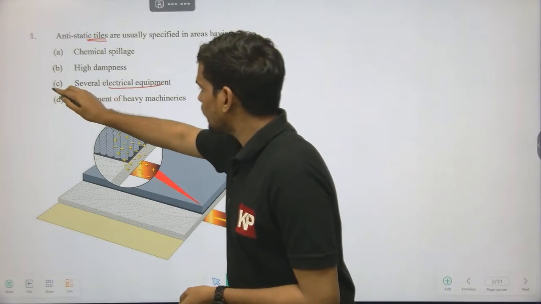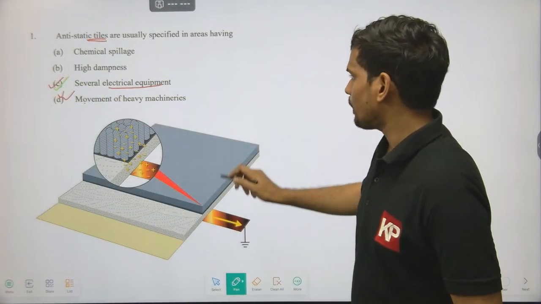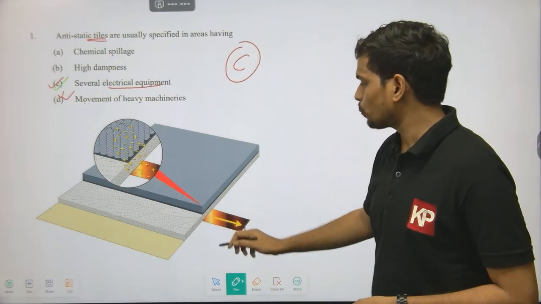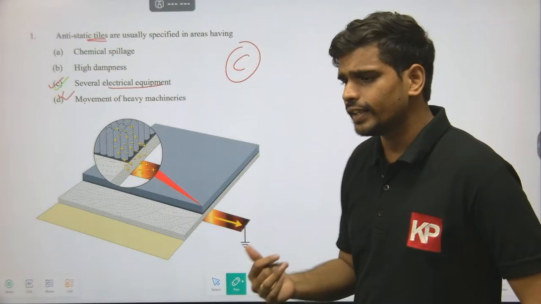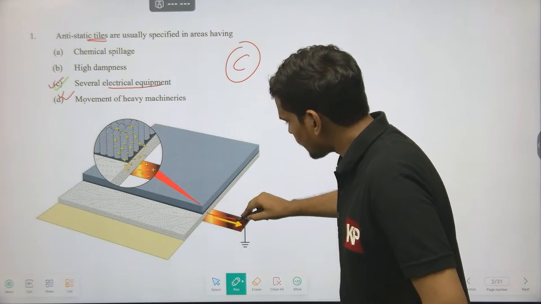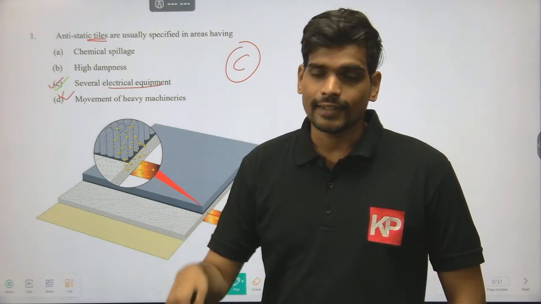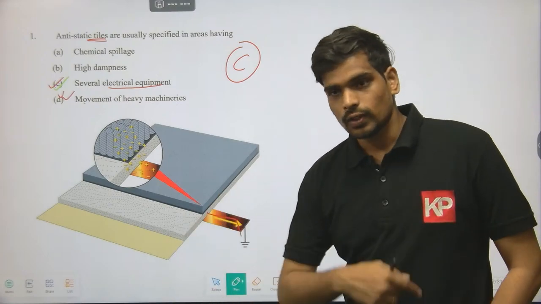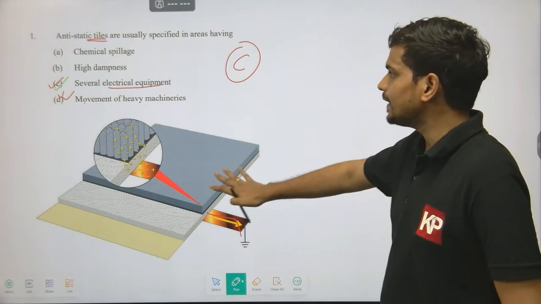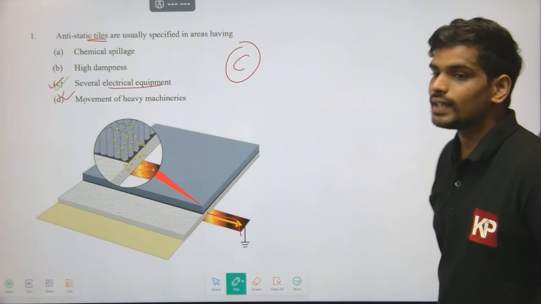Wherever there are several electrical equipment, we need to provide anti-static tiles, which are basically designed to dissipate these charged particles, mainly by using copper channels and connecting them to the earth. So the earthing technique is used in these tiles. So the answer would be several electrical equipment.